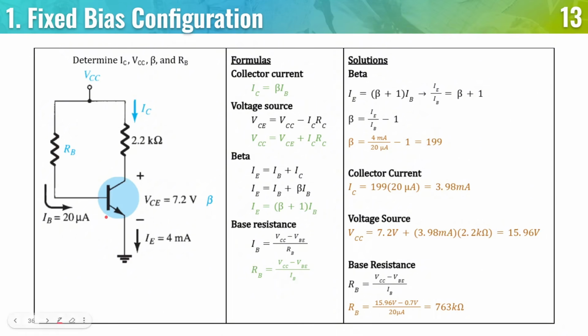Lastly, since we know how much voltage is being dropped here, how much is being supplied here, and how much is flowing here, that means the only thing missing is RB. So now that we can compute for RB, let's apply the formula. So RB is equal to 15.96 minus 0.7 volts all over 20 microamperes. So that gives us the final answer of 763 kilo ohms.